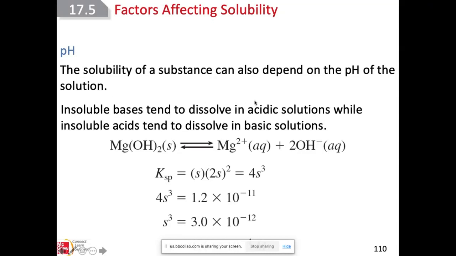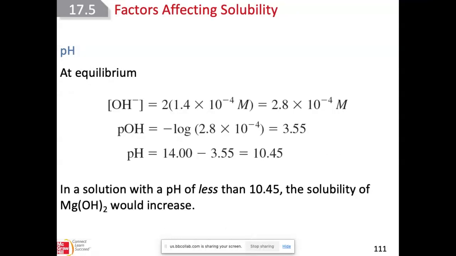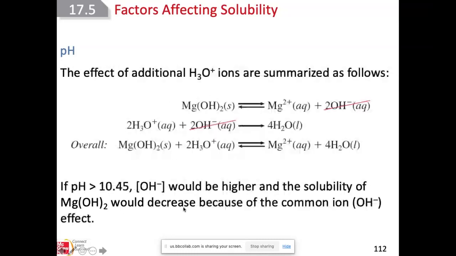So take a look at this one. This is a base, magnesium hydroxide. It's an insoluble base. It will make magnesium ion, a small amount of course, and the hydroxide ion. We can calculate the Ksp of that, and we can find the solubility at equilibrium with the pH equals 10.45, because I have the OH-. But in a solution with a pH of less than 10.45, the solubility of the magnesium hydroxide will increase.